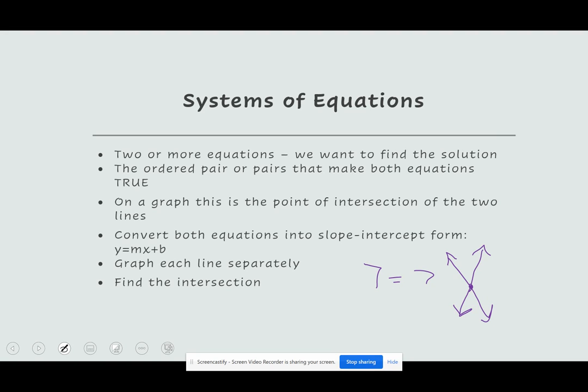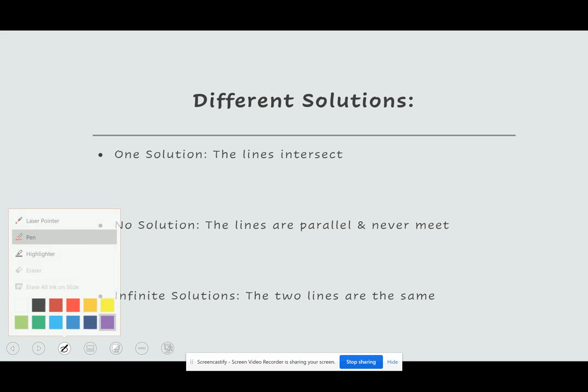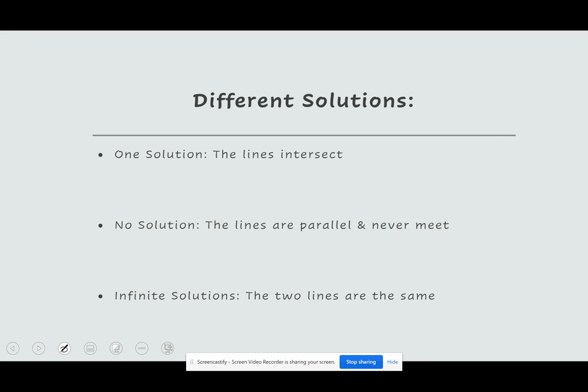In order to find this out, we're going to convert both equations into slope-intercept form, then graph them and find our intersection. Now we can have different types of solutions. One solution is that the lines intersect. I just drew this one, so our solution is right there, and we only have one solution.